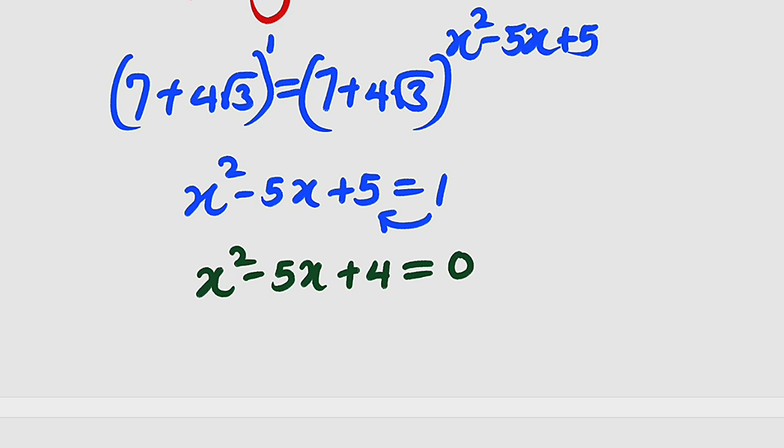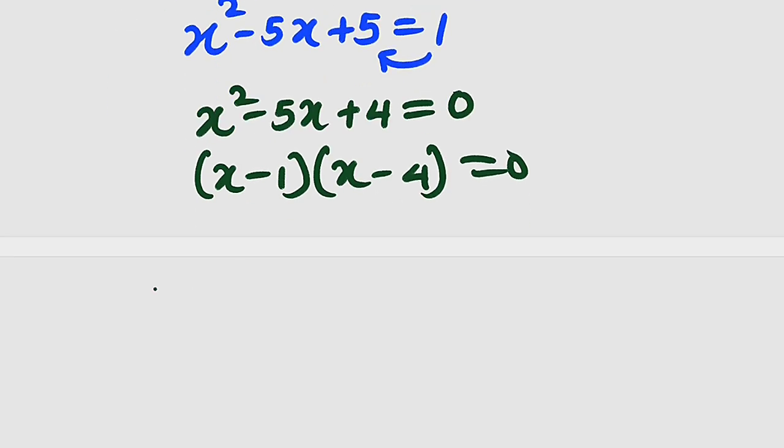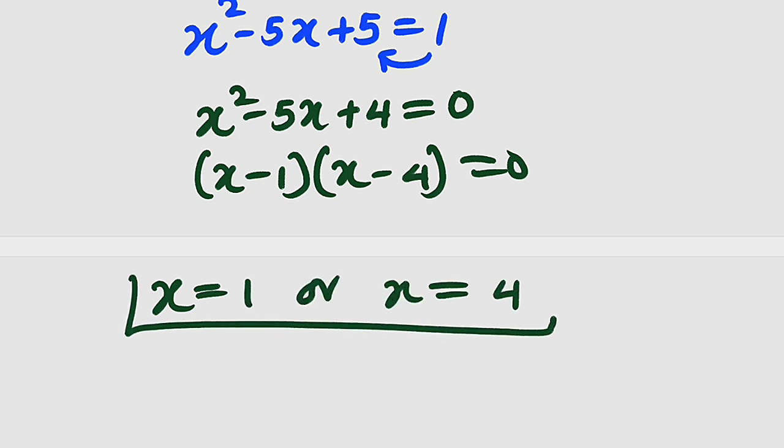Now we're going to think of two numbers which when we multiply them together, we get positive 4, but the moment we add them together, we get negative 5. And the numbers are negative 1 and negative 4. So x minus 1, x minus 4, and this is equal to 0. By setting each factor to be 0, x is either equal to 1 or x equal to positive 4. So these are two of our solutions.